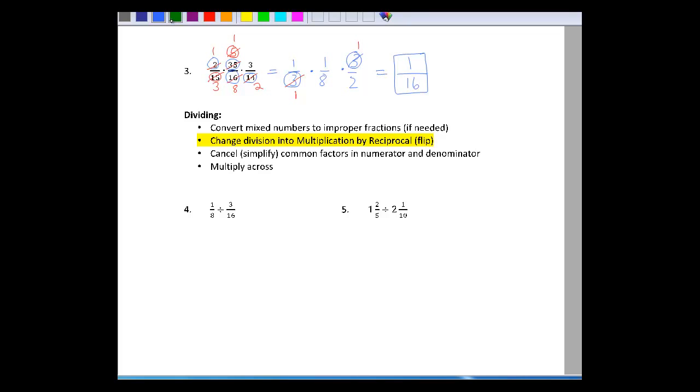Number 4 here says 1/8 divided by 3/16. We don't have any mixed numbers to convert, so I'm done with that step. I need to do this step here, which is to change division into multiplication. So anytime you're changing division into multiplication, there's two things you need to do. You need to change the operation and you change the fraction that follows. So this becomes 1/8. The division turns into multiplication, and the fraction that follows the division turns into the reciprocal.